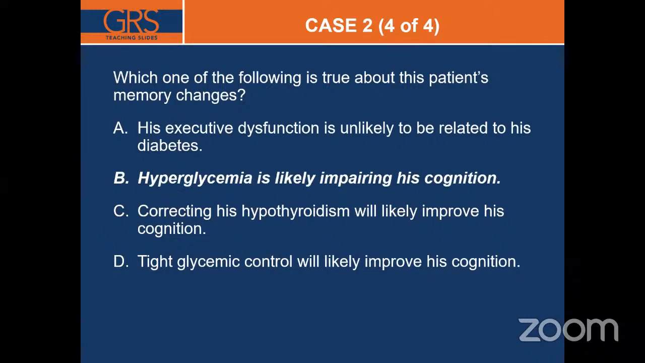So the correct answer is B. Hyperglycemia is likely impairing his cognition. Okay, that was an interesting one. So let's see if we have more cases.